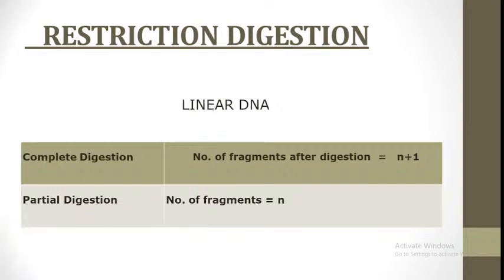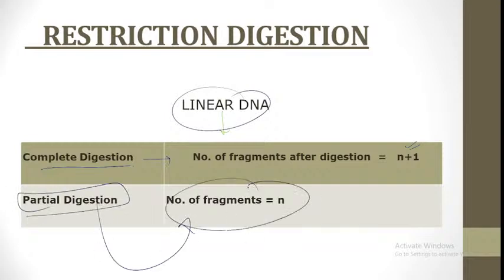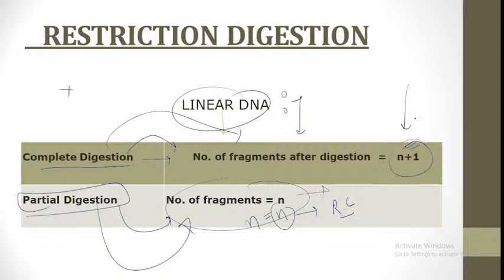See, and in this as well, we have partial and complete concept. So when it is complete digestion, the number of fragments would be n plus 1 in the linear, and in case of partial digestion we would be having number of fragments equal to n, because what do we mean by partiality? When the work is not getting completed up till the end point. So in case of linear DNA, partial digestion, the number of fragments would be equal to n, which is equal to restriction sites. Complete digestion, n plus 1.